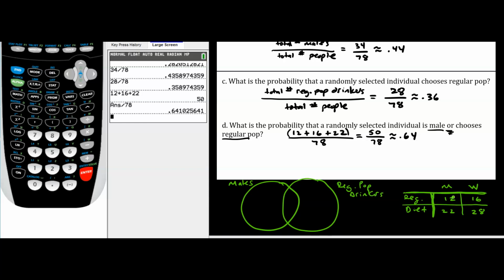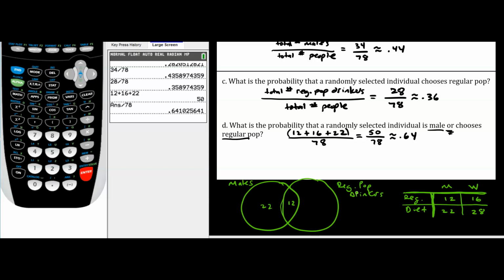Now, if we look at the table, we can see that we have 12 men who are regular pop drinkers, and so I'm going to indicate that with a number right here. So what I have in what's called the intersection of these two events, or these two circles, is 12 people. Okay, so how many people do we have in this portion of the males circle? Well, we had 12 regular pop drinkers, but then we had 22 other males who were diet pop drinkers. And so this section in here of the males circle, where I'm cutting it off and I'm not including what's happening in here, is 22 more people. So we have a grand total of 22 plus 12, we have 34 males.